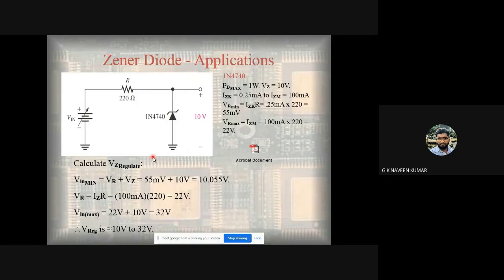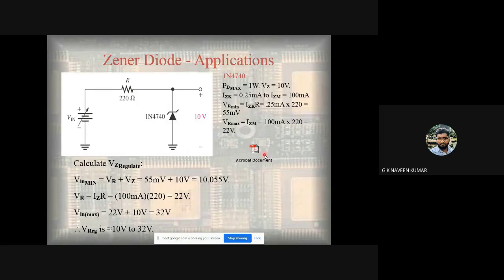This is one of the basic applications of the Zener diode. If you want a constant voltage application, where you need a constant voltage across the load, then you can use a Zener diode for that type of application.